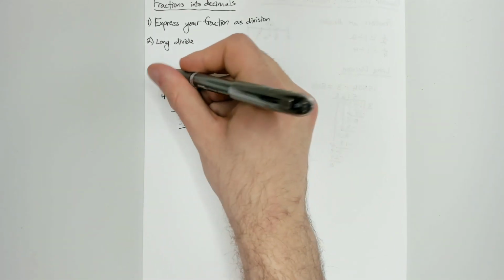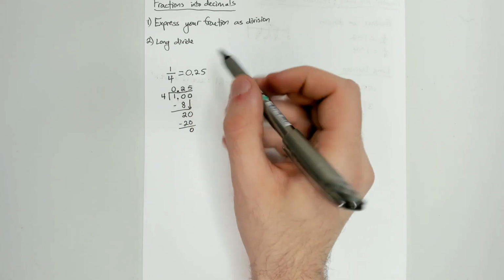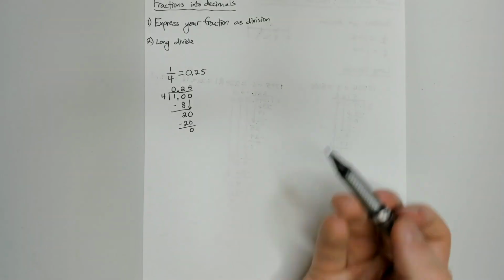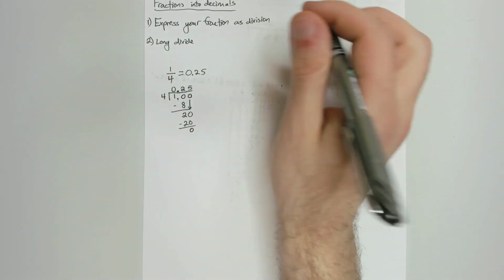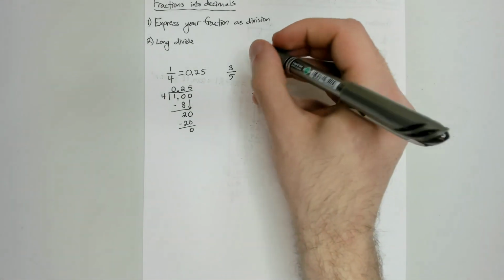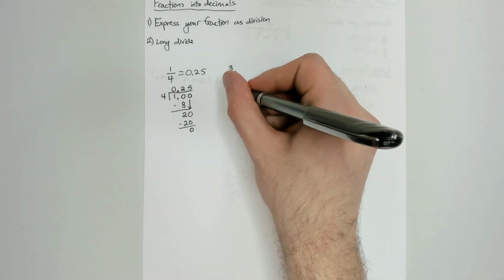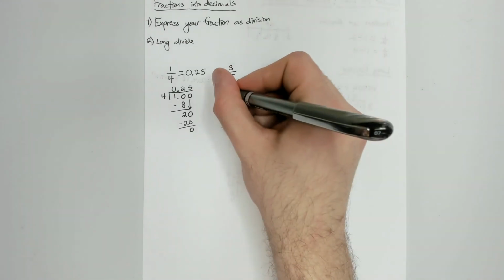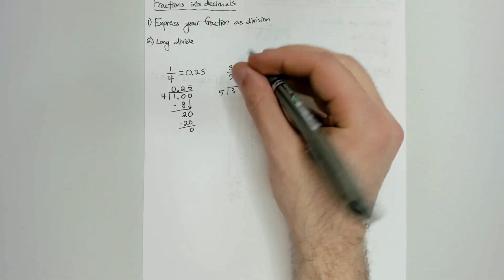We converted into division, 1 divided by 4. The numerator divided by the denominator. We found the decimal, and boom, we've converted our fraction into a decimal. Awesome. Let's do another one. How about 3/5? So 3/5 is going to be the same as doing 3 divided by 5. So we'll put that into our little division box here. So 3 is our dividend, 5 is our divisor.